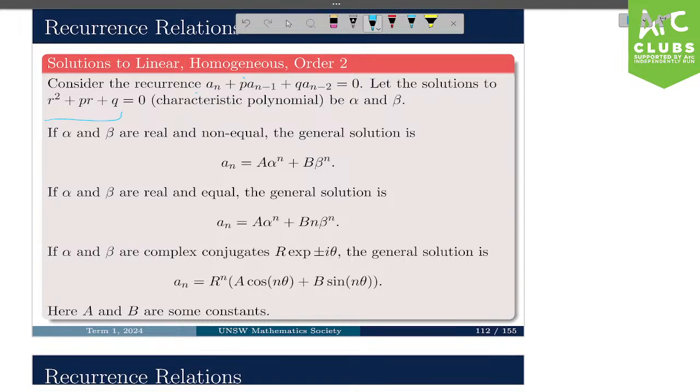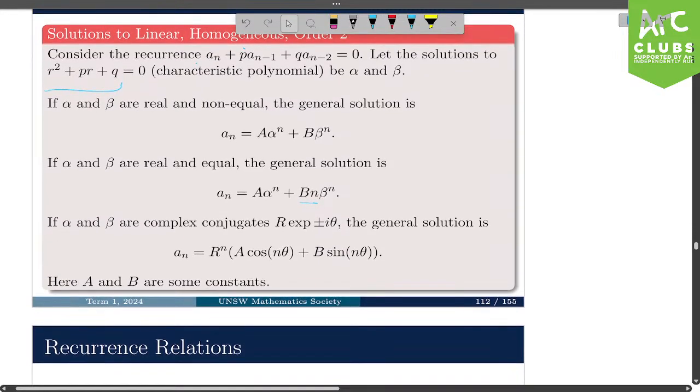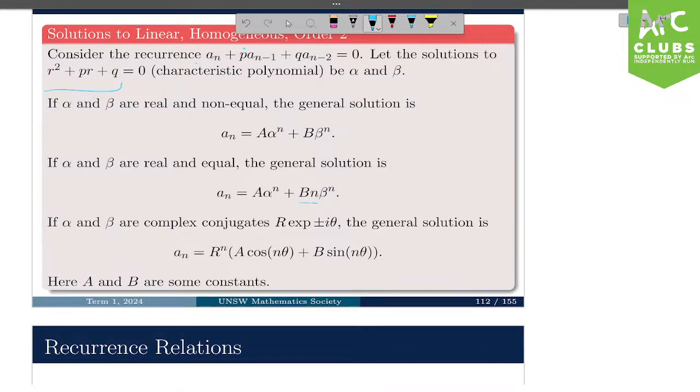If they're real and equal, you want to retain information in some sense, because if you just use this formula, you can lose a bit of information, because you can increase your a by 1, decrease your b by 1, and it's still the same. So the way we retain information is by making this b n times b to the n, which makes it distinct from your a times a to the n. And if alpha and beta are complex conjugates and they're equal to r times e to the plus or minus i theta, the general solution is just this.